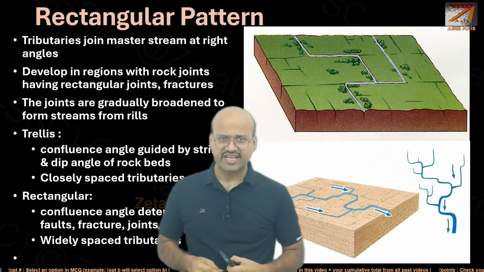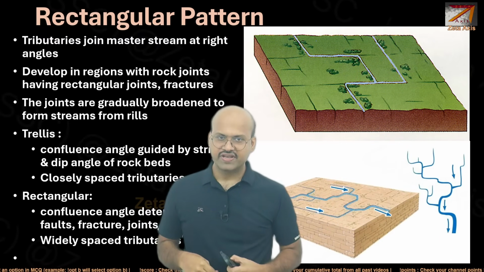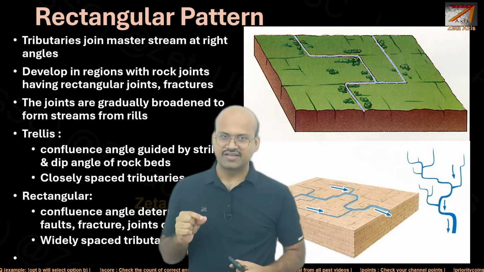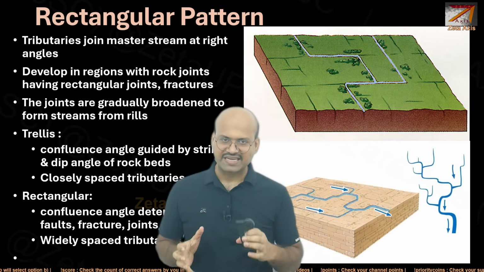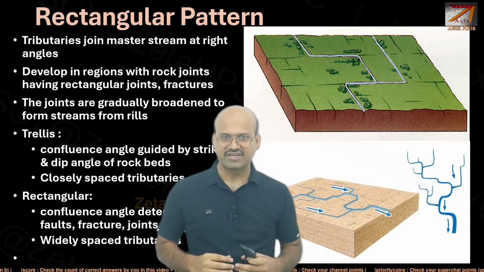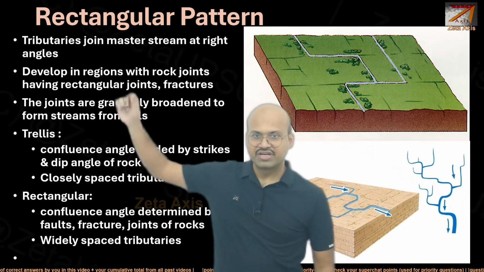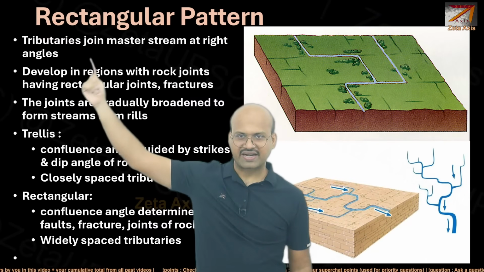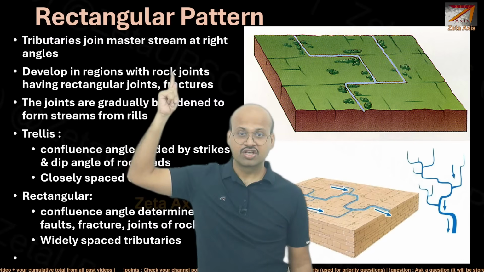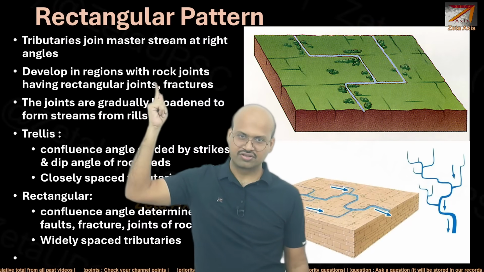Now let's see the rectangular pattern. Even in the rectangular pattern, the tributaries do meet at nearly 90 degrees, but it is different from the trellis pattern which we saw in the previous slide. So tributaries join the master stream at right angles. It develops in regions with rock joints having rectangular joints and fractures.